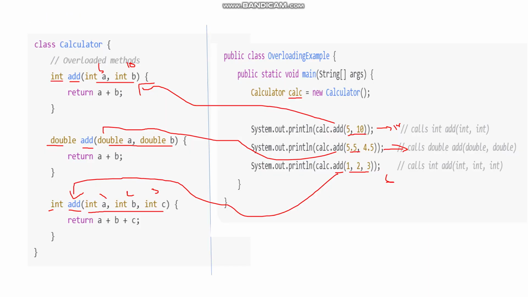Method overloading is nothing but, within the same class, writing the same method name more than one time, but the number of parameters changes, the type of parameters changes, or the order can change. That concept is called method overloading.